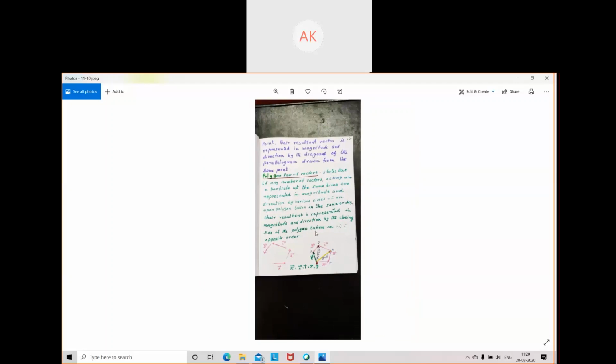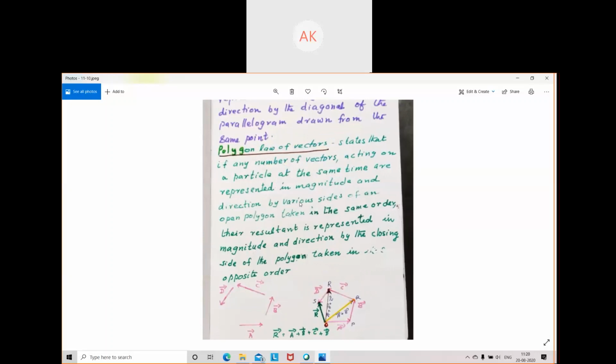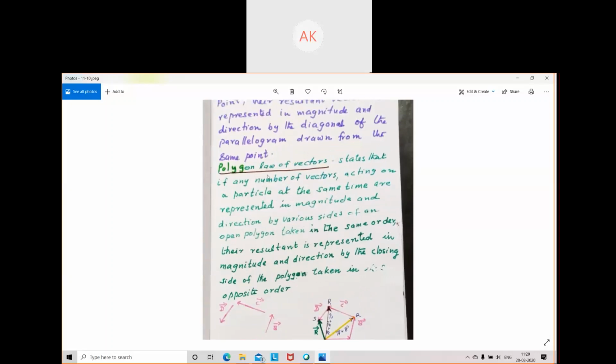And there is a derivation also that we have to study, but I will take that derivation after stating the polygon law of vectors. Polygon law of vectors, I will state that.